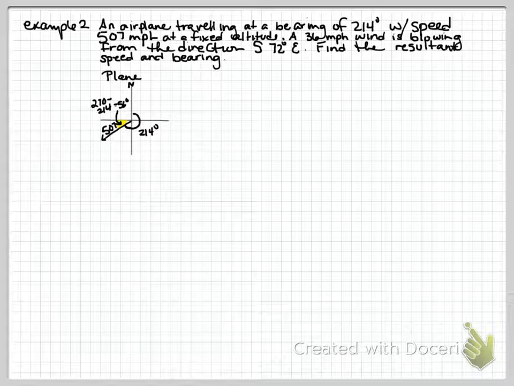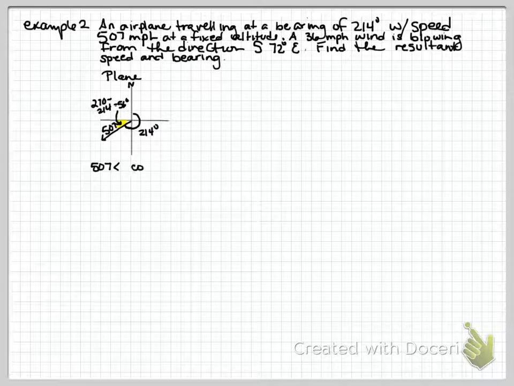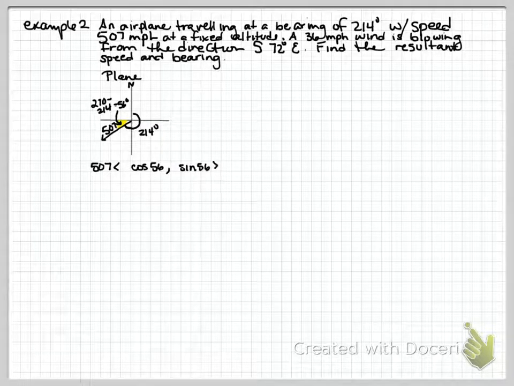So here's my vector for my plane. 507 cosine of 56, sine of 56. Now pay attention what quadrant we're in. We're in the third quadrant. Sine and cosine are both negative, so I'm going to make these both negative.